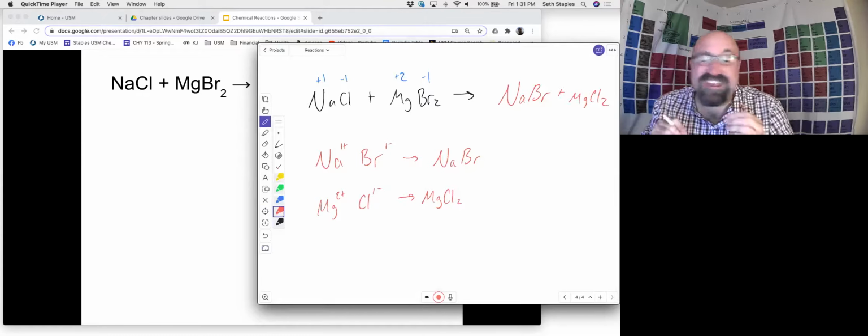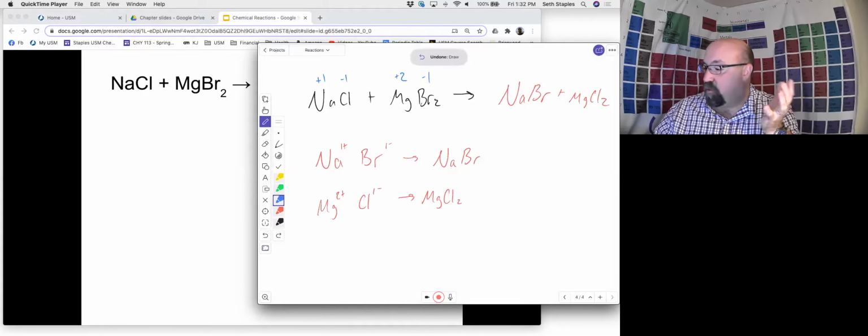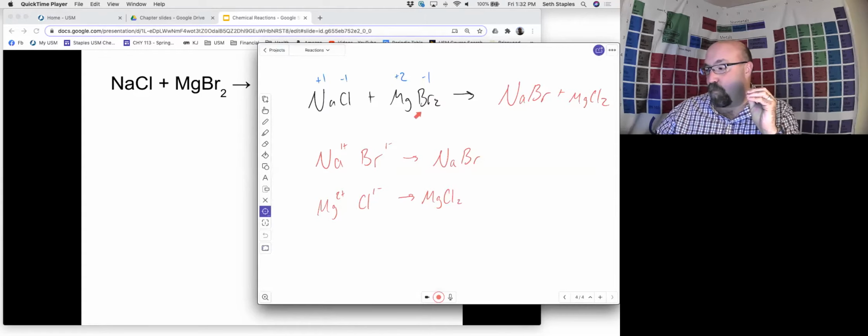It doesn't need 2 bromines. It's not going to come together as NaBr2, because that's not the formula for sodium bromide. That's not the formula for when they come together. And so this 2 is not simply going to get carried over. This is a 2 in this formula because that's how magnesium and bromine come together. It's not how sodium and bromine come together. And so we can end up with different subscripts from our reactant side over to our product side, which then leads us to having to balance the equation.